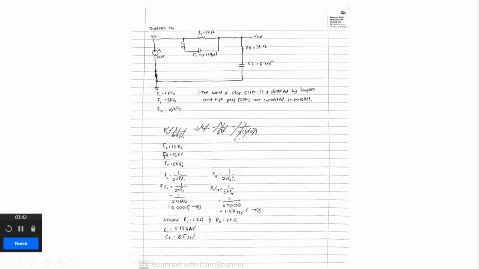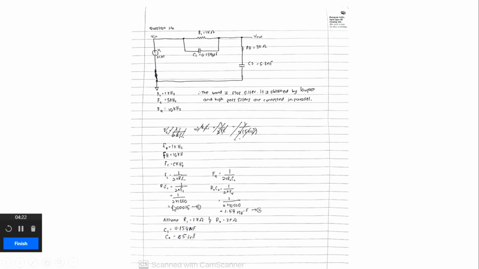Okay, first of all, based on the circuit we have, we can conclude that the circuit is a stop filter. It is obtained by low pass and high pass filters when they are connected in parallel. Okay, so in order to prove the value of the first and second capacitor, use this calculation. So FL equals 1 kilohertz, FH equals 10 kilohertz, FC equals 5 kilohertz. So we do the simultaneous equation.